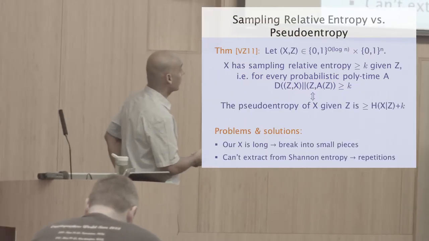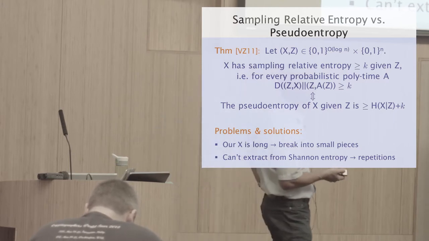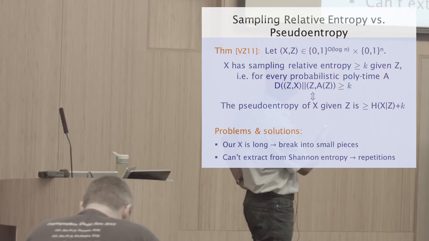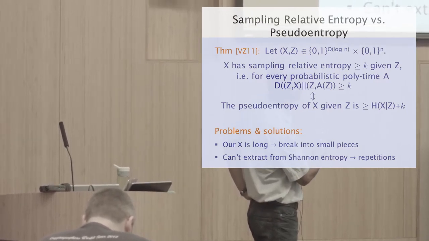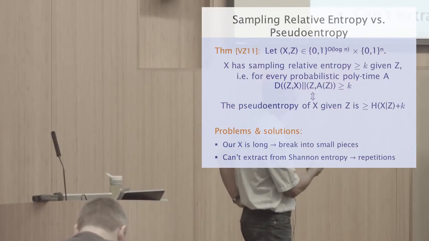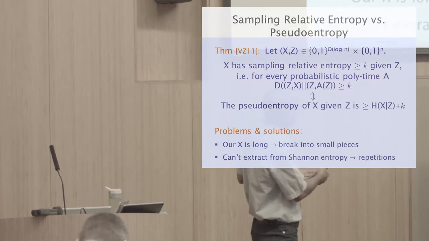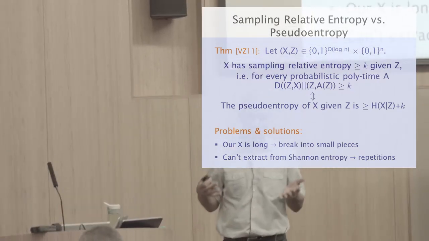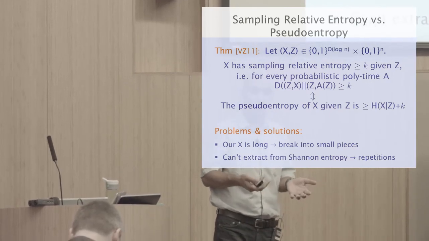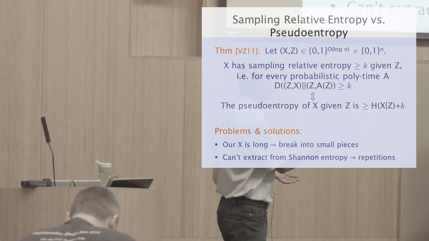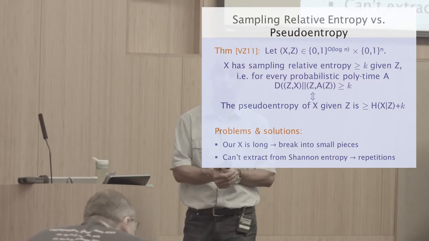Okay, so the first problem is that in our application we want to take z to be f of x and x to be the preimage. We know the sampling relative entropy is large, at least superlogarithmic, but that x is not short. And in fact, we know that the Hill pseudoentropy of x given f of x is not large in general. It's not necessarily larger than its information theoretic entropy. In fact, it's only negligibly larger, by generalizing what we said with one-way permutations.